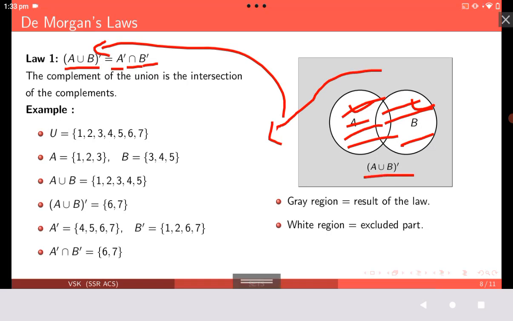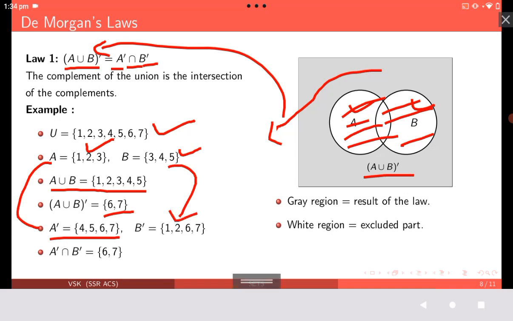For example, let us take U equal to this set, A equal to this set, and B equal to this set. Then A union B will be clearly this, and its complement will be {6, 7}. Now we find first of all A complement. From this it is very clear that this will be A complement. From B, this will be B complement, and if you find their intersection, it is {6, 7}. So both of these are equal. So this is justified by this example.